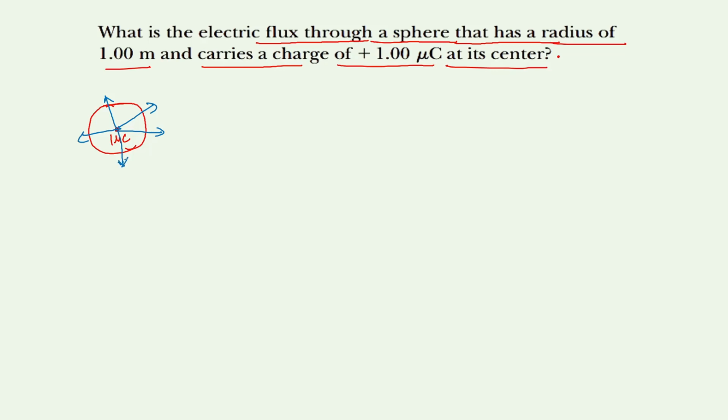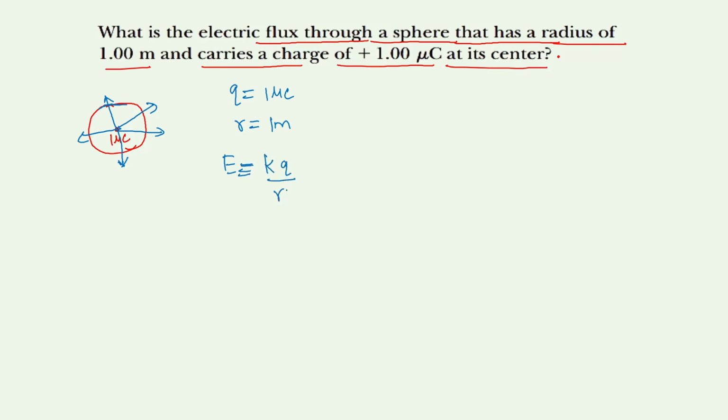Since the charge is positive, the electric field lines are coming out from it. So we need to find the total number of electric field lines coming out from the sphere. Here Q is given as 1 microcoulomb and the radius is 1 meter. So we need to find the electric field intensity.